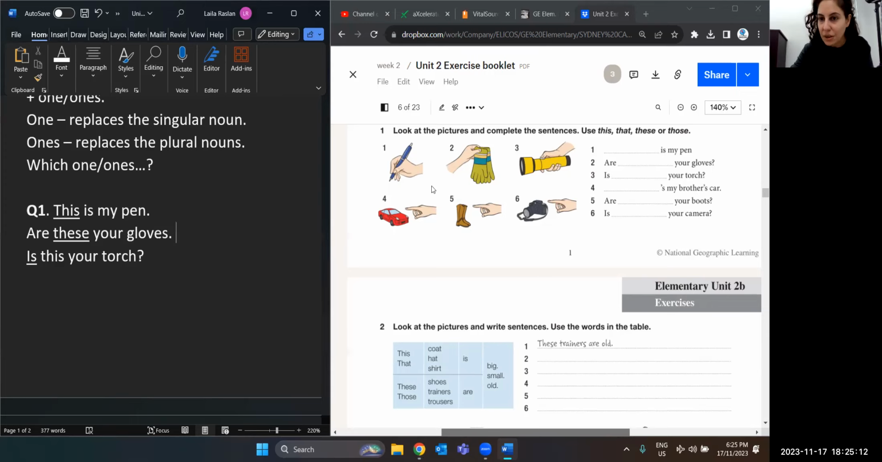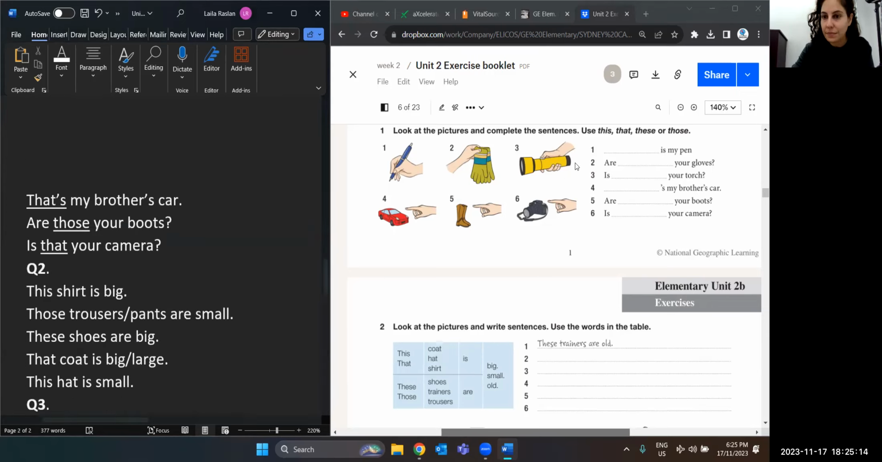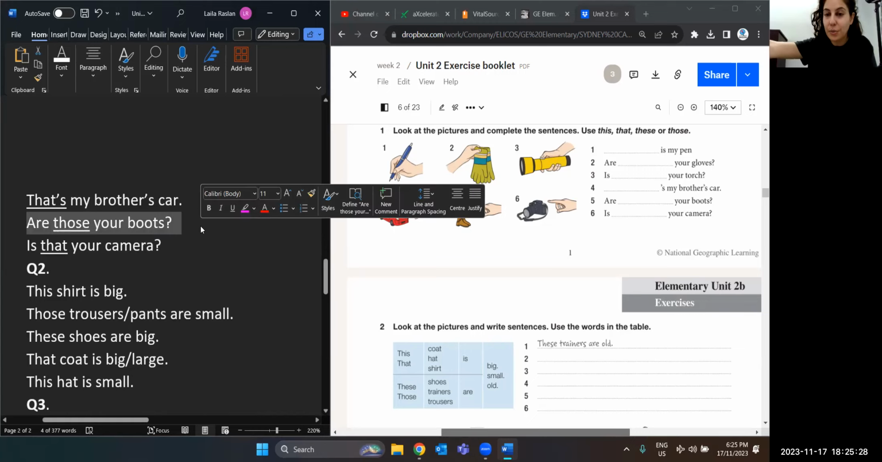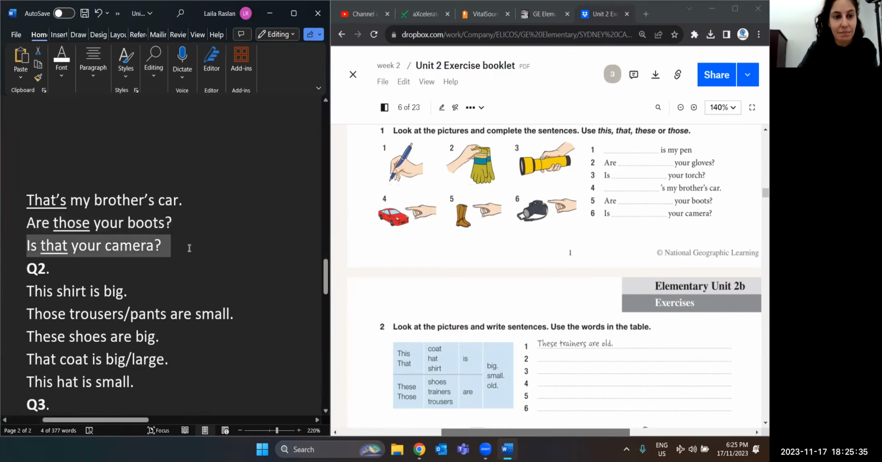Is this your torch? Number four, that's my brother's car, because it's far away, so he's pointing. It's singular. Number five, are those your boots? They're far away, and they're plural. Six, is that your camera?